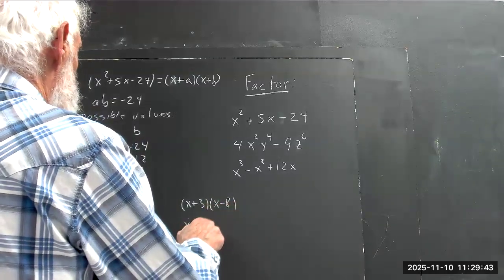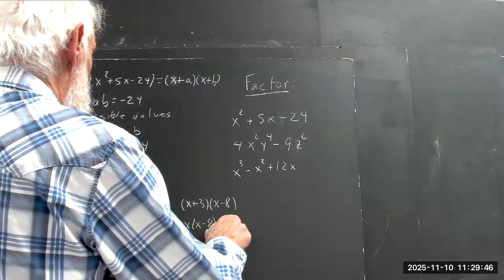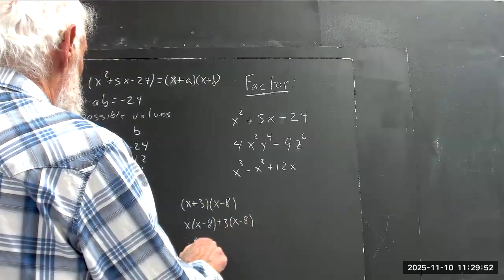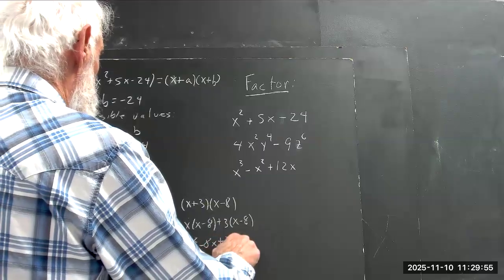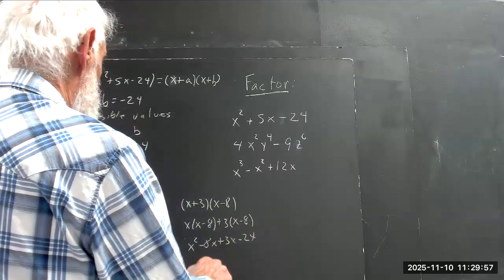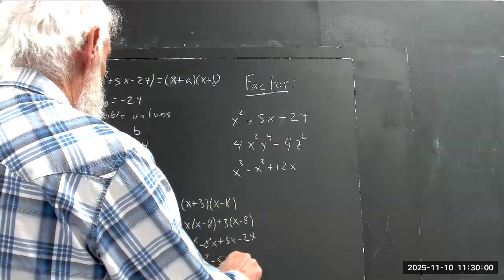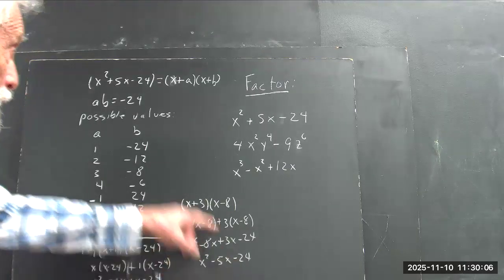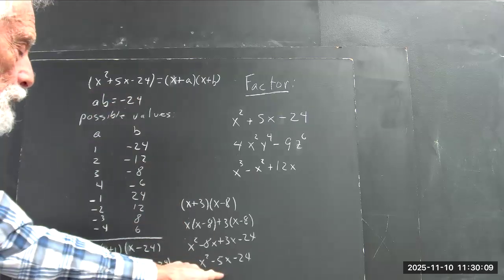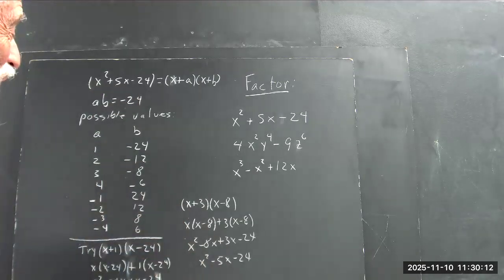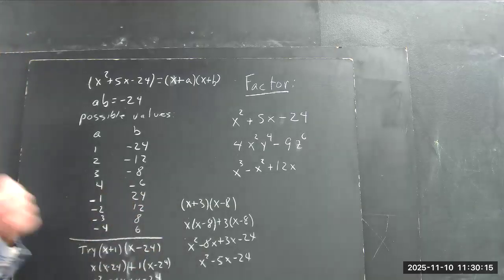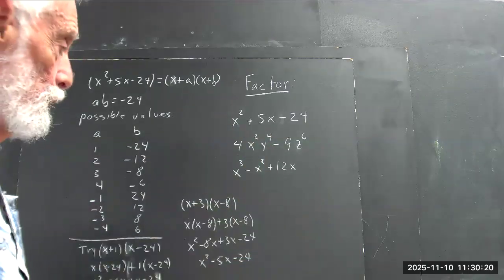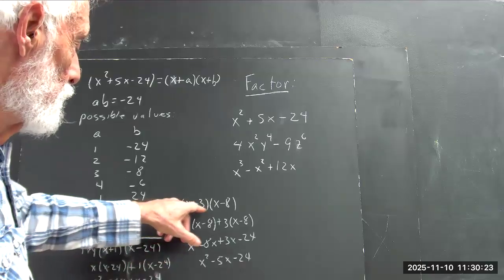That gives us x times (x minus 8) plus 3 times (x minus 8). And that gives us x squared minus 8x plus 3x minus 24. That gives us x squared minus 5x minus 24. How does that match up? Well, we need a plus 5x here. We've got a minus 5x here. So this isn't quite right, but it tells us that a 3 and an 8 with opposite signs will give us something of magnitude 5. So let's just reverse the signs.